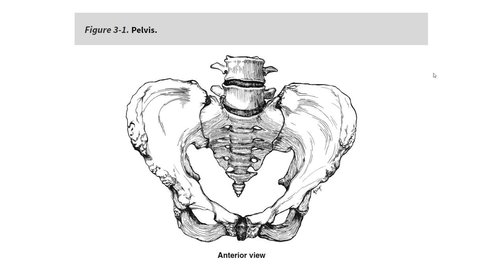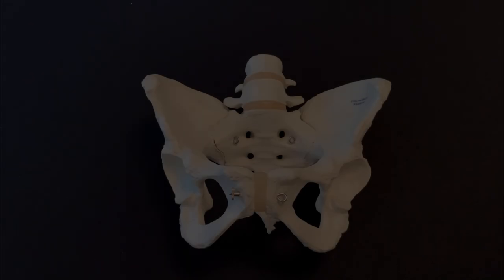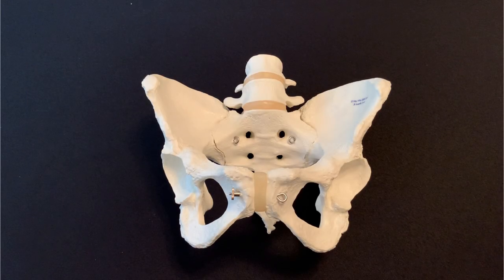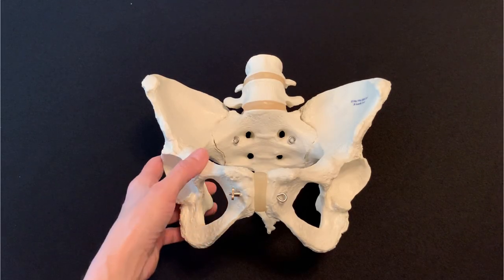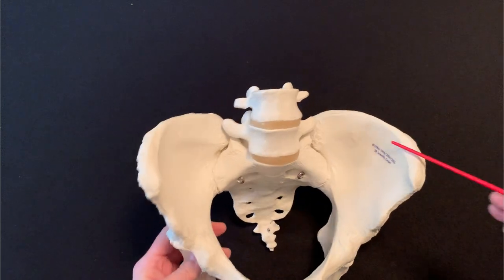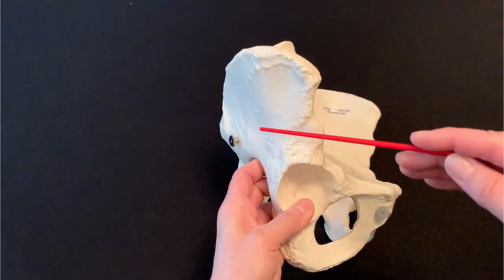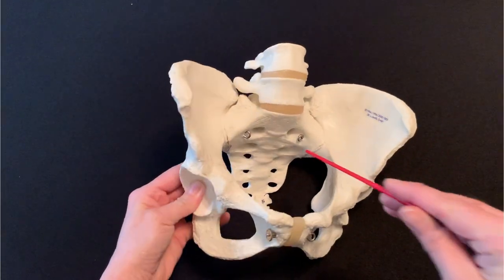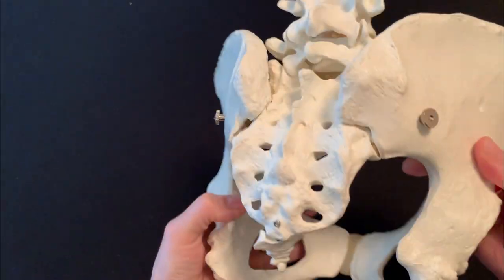The pelvis as a whole is depicted in figure 3.1 of your lab manual. So if you want to go ahead and have that out while we discuss some of these different regions, you'll probably find that helpful. The adult pelvis is a composite structure that's composed of 4 bones. We have the right os coxa, the left os coxa, the sacrum, and the coccyx.